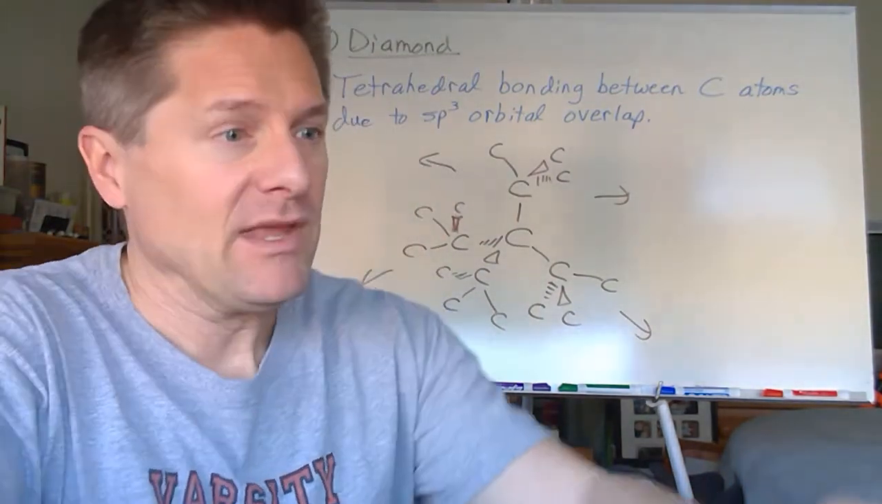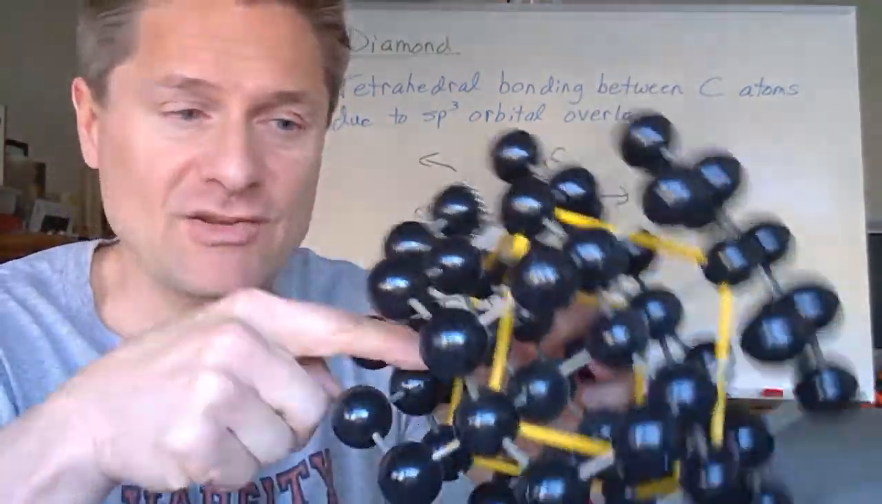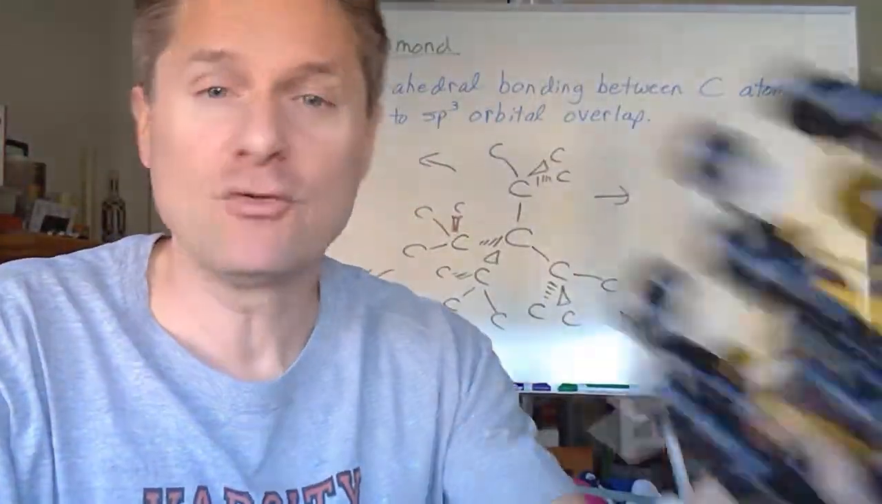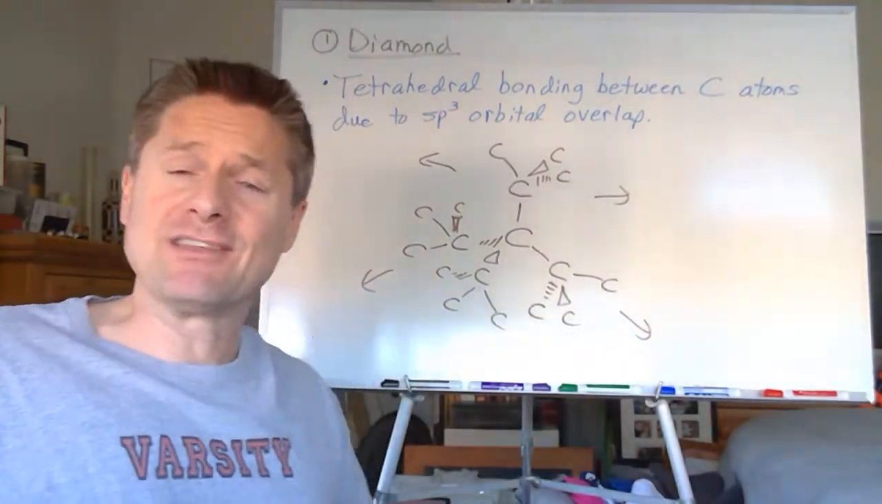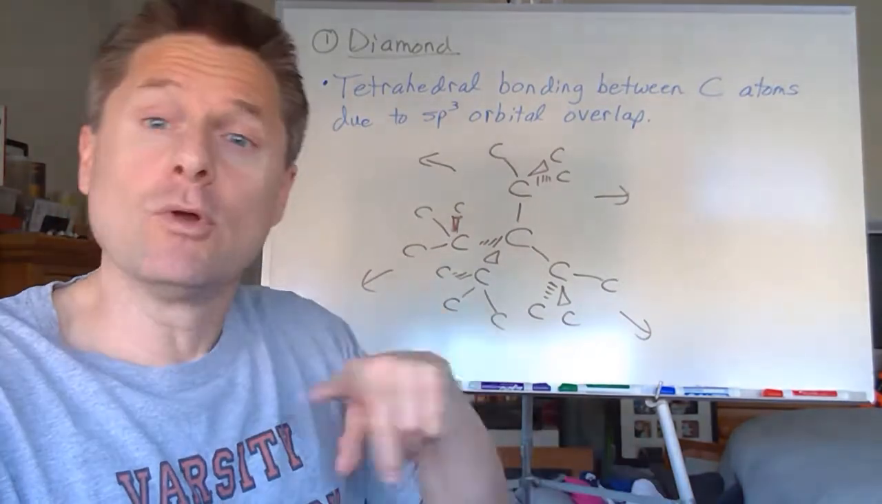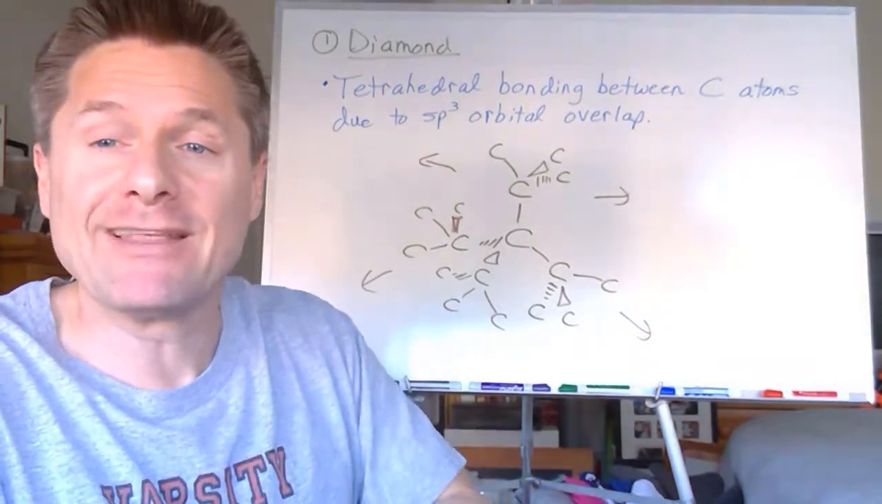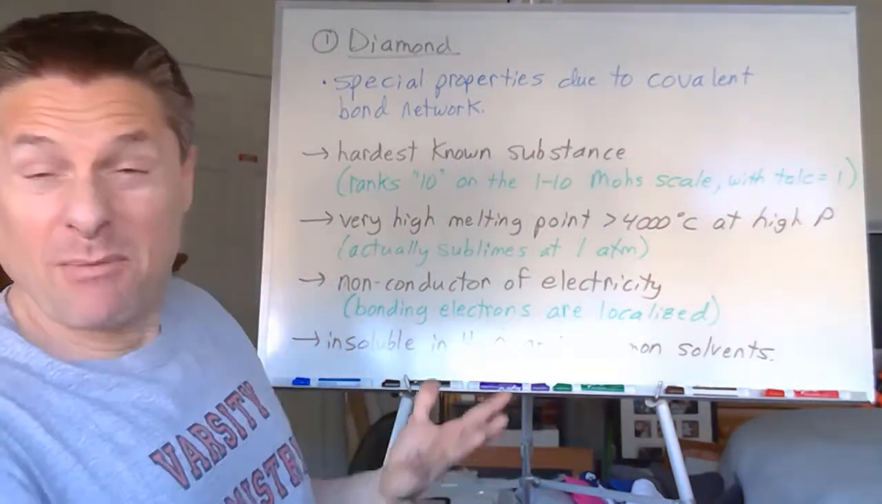And all the bonds are localized here. All the electrons are stuck in these bonds, so they're not free to flow. So this is an insulator. It is not a conductor of electricity, all these interesting things. So let me list a few of those up here real quick, and then we'll look at how different graphite is from this. All right, kind of mentioned this, and you probably already know this stuff.